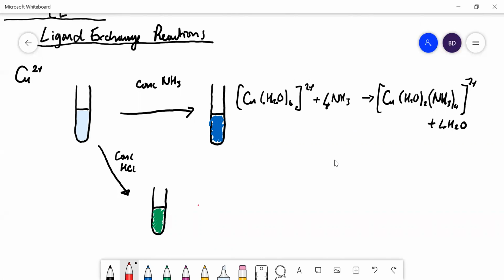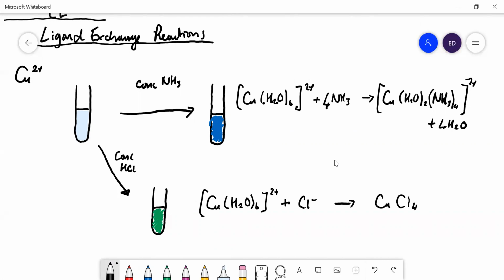Let's see what happens with this one. It's a little bit different. So we've got copper H2O 6, and we'll give some chloride ions, and you get CuCl4. Now you can't get 6 chloride ions around 1 copper because they're too big, and that's why you only get 4 in this complex. And also the charge on the copper would be 2 plus. Each of those is 1 minus. So the overall charge on that complex ion is 2 minus.